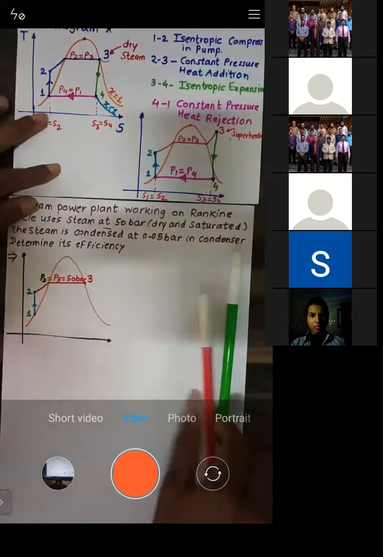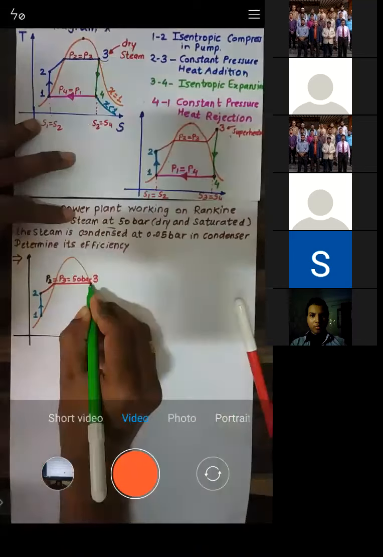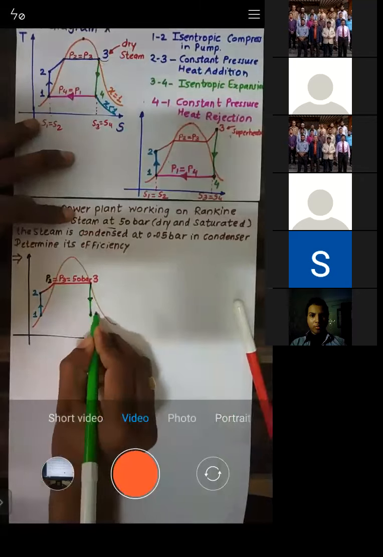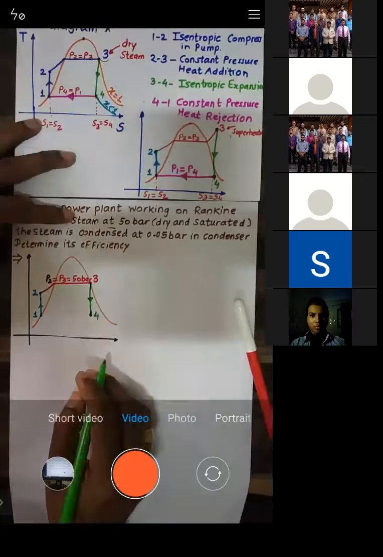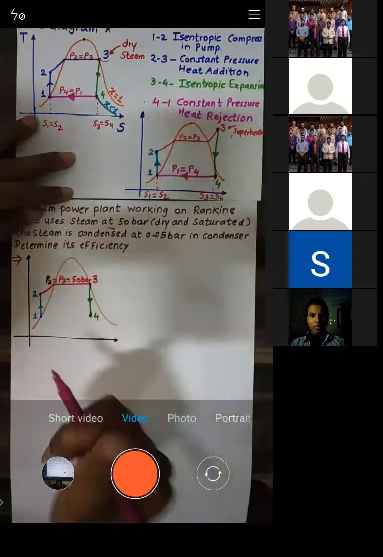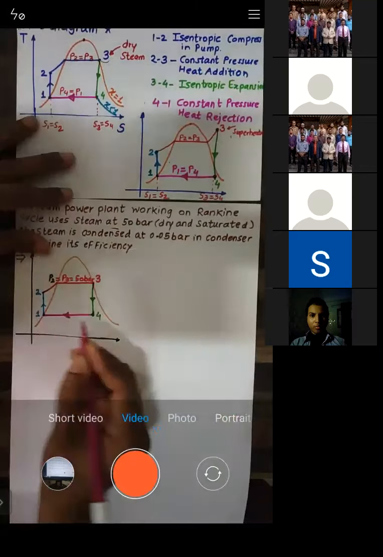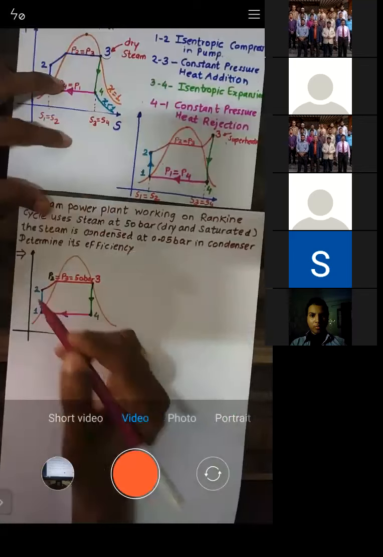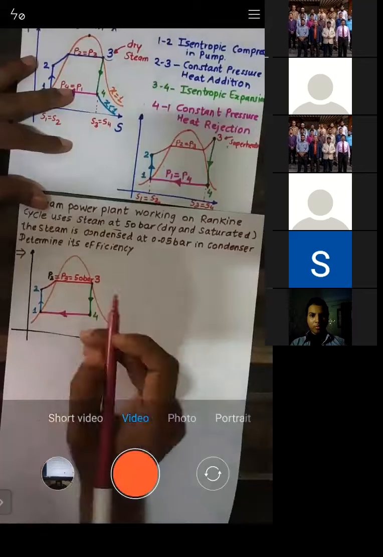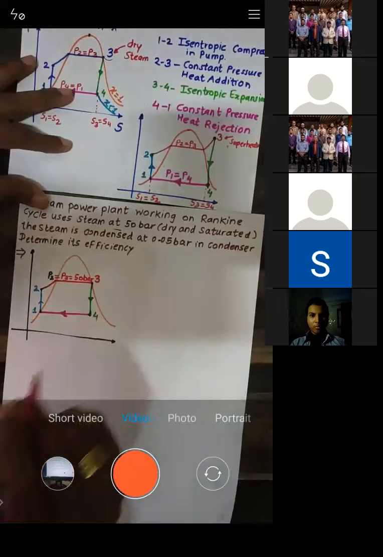Right? Now 3 to 4, we have the expansion. So we'll expand it. This is the expansion which occurs, so this is 3 to 4. Then we go from 4 to 1, and that is heat rejection in the condenser. See, 1 to 2 is isentropic compression, 2 to 3 is constant pressure heat addition, 3 to 4 is isentropic expansion, and 4 to 1 is heat rejection in a condenser.